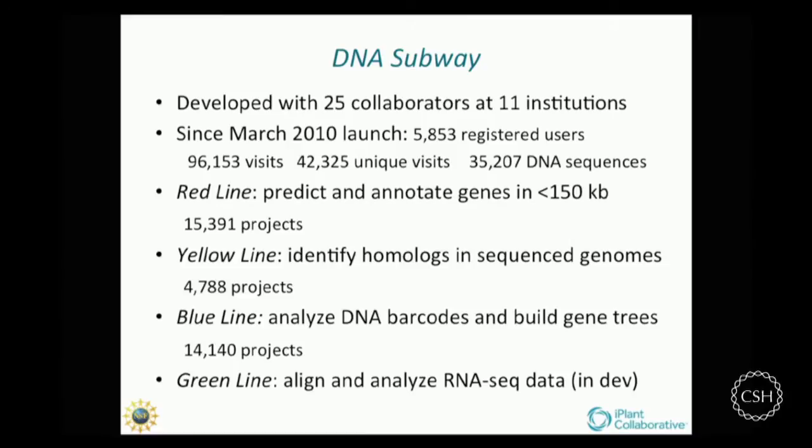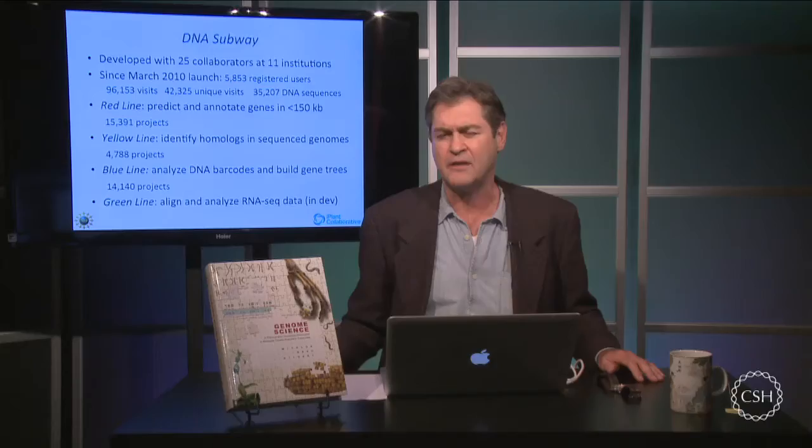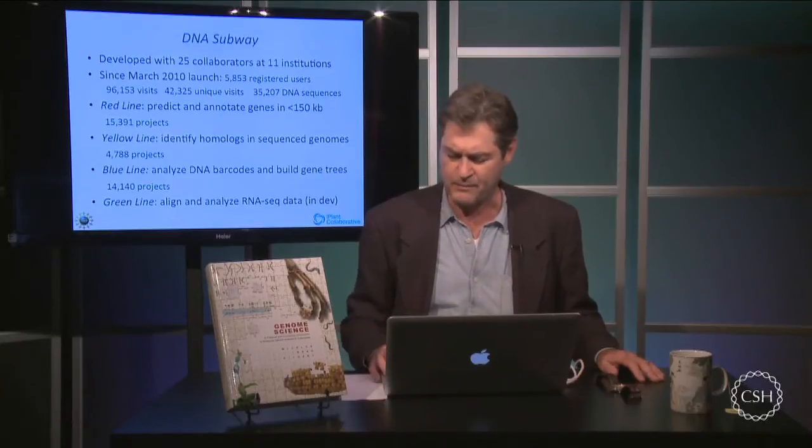There are 4 lines. The red line, which is used for annotating big pieces of DNA up to 150,000 base pairs. The yellow line, which is for searching for homologous sequences within a sequenced genome, especially good for looking at transposons and other repeated sequences. The blue line, which we're going to use today, which is for comparing DNA sequences and making phylogenetic trees. And the green line, which will be out in just a month or two, which will allow you to analyze next generation sequence using high performance computing.